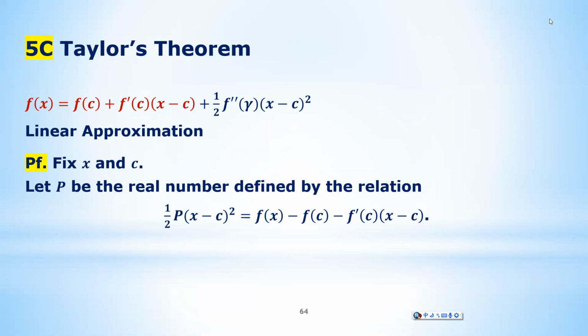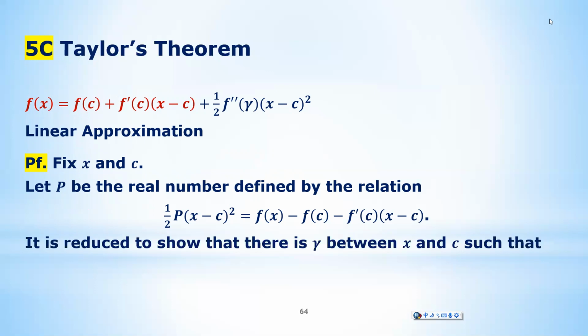I can always say that, because this p always exists, even though we don't know whether gamma exists. p can be expressed as the right side, f(x) minus f(c) minus f'(c) times (x minus c), all divided by 1/2 times (x minus c) squared. You'll immediately get a p, so such a p always exists. Now this is our starting point. I'm going to define p in this way, by this relation.